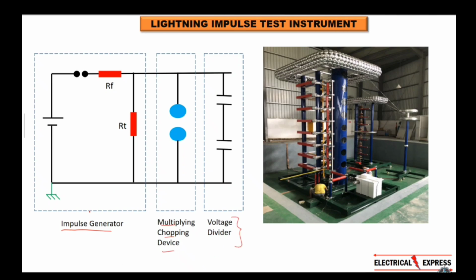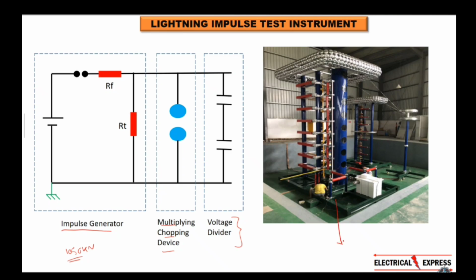Whatever impulse generators there are, we develop high voltage from the impulse generator only. For example, if we have a 245 or 220 kV transformer, then we have to apply 1050 kV voltage there. So we develop 1050 kV through the impulse generator. Now you can see the photo of your kit on the right side here.